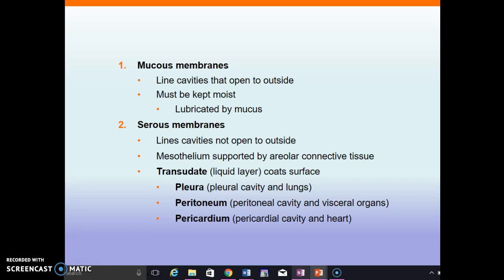Serous membranes line cavities that do not open to the outside. It is mesothelium supported by areolar connective tissue. These 3 types of membranes are the pleura, the peritoneum, and the pericardium.